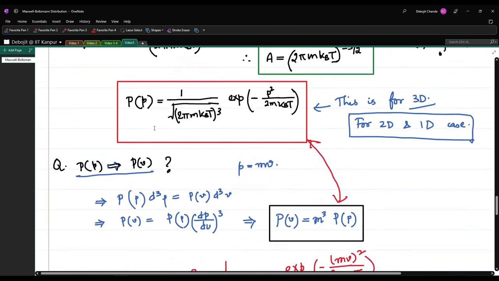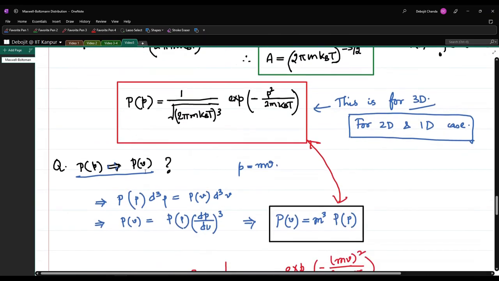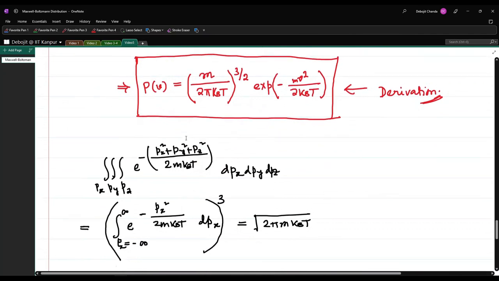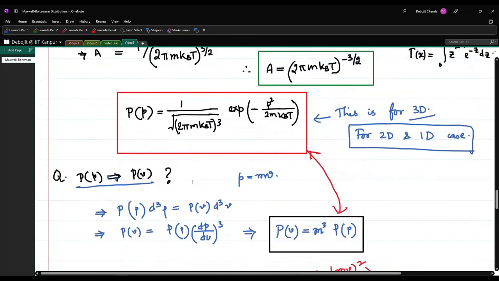And we also saw how from the probability density function of momentum we can get the probability density function of velocity, and similarly from this we can also get the probability distribution function of energy. So that you can easily do. So here I am ending this video, and in the next video we will solve some problems which are related to the Maxwell-Boltzmann distribution.